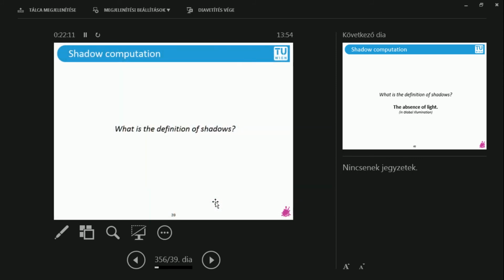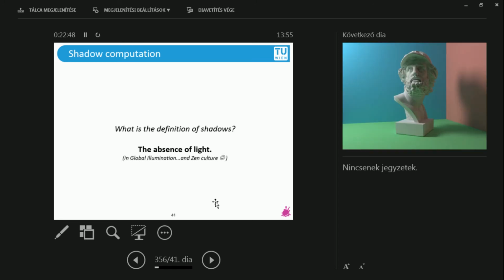Okay, so next question. What is the definition of shadows again? What we have said before, that shadows are regions that are not visible from the light source. Now, an alternative definition of shadows is the absence of light. This is what definition we will use in global illumination. So you could say that there's no such thing as shadows. That's just the absence of something else. If there is less light somewhere, then there's gonna be shadows. So this is the definition of shadows in global illumination and in Zen culture.